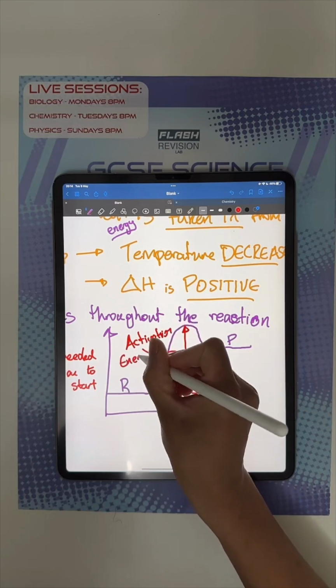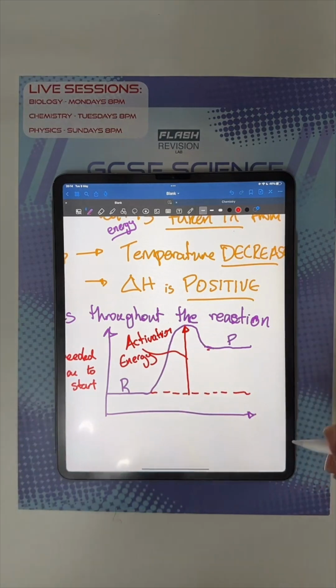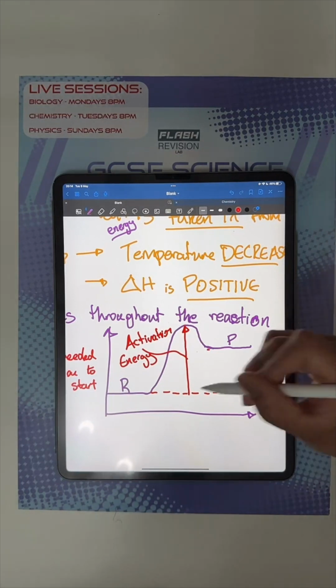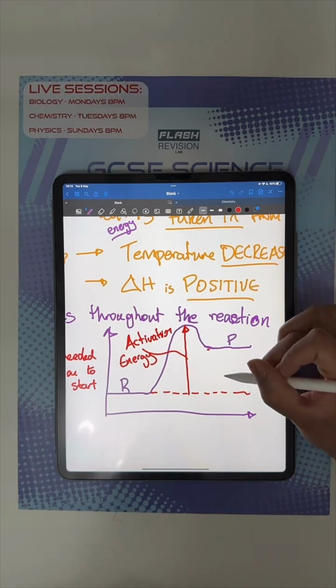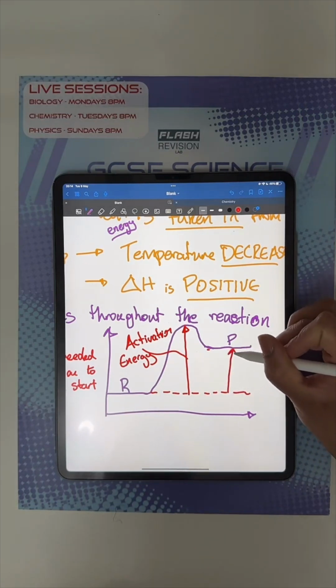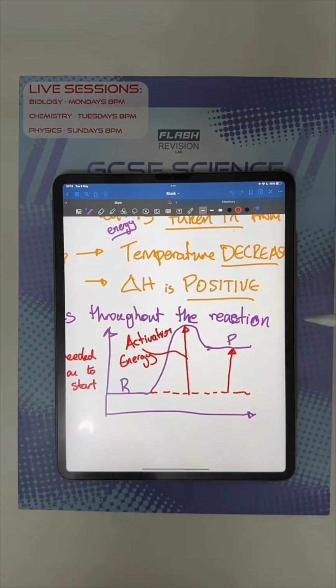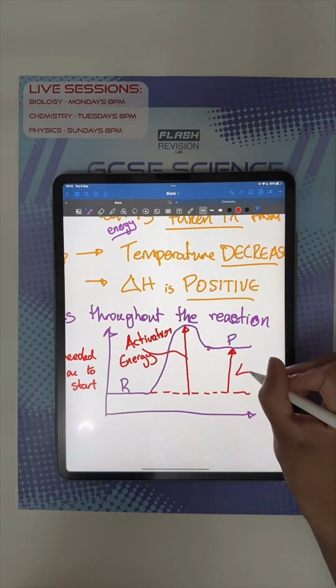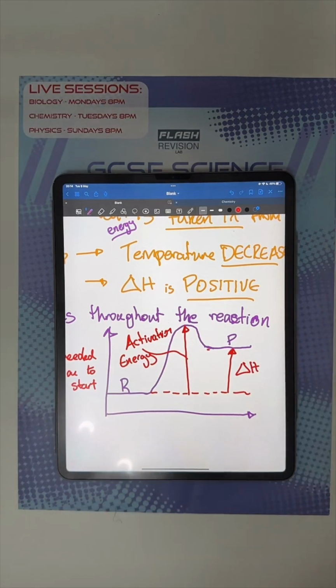Which makes sense because in endothermic reactions, you need a lot of heat to start the reaction. You usually need to use a Bunsen burner to start it. So that's why there's such a big activation energy there that you need to overcome. Then you've got your energy change. Energy change is pretty much the same. It's from reactants to products. It's just the arrow this time is upwards rather than downwards because it's a positive change. So that's your delta H.